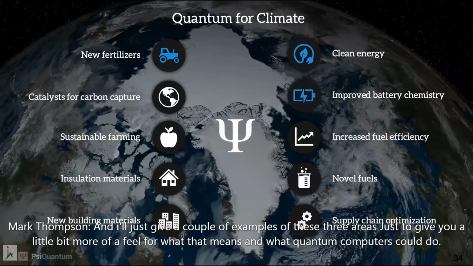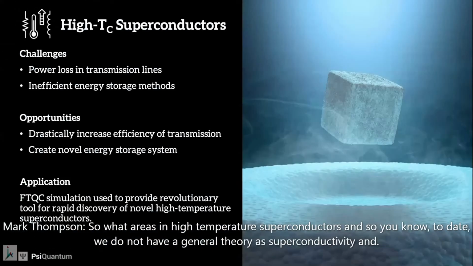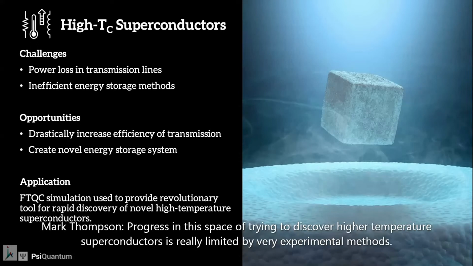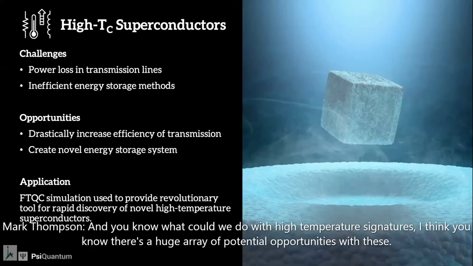And I'll just give a couple of examples of these areas, just to give you a little bit more of a feel for what that means and what quantum computers could do. So one area is high temperature superconductors. To date, we do not have a general theory of superconductivity, and progress in trying to discover higher temperature superconductors is really limited by very experimental methods. And what could we do with high temperature superconductors? I think there's a huge array of potential opportunities.